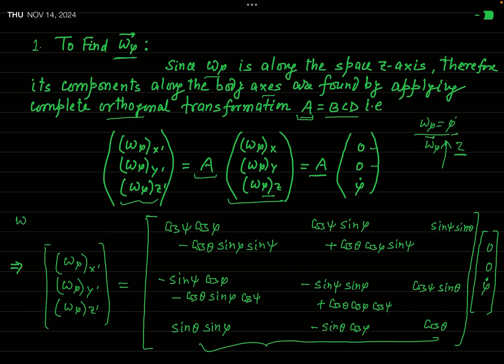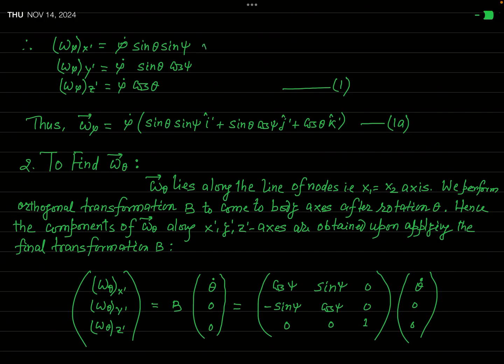When you try to find omega phi x dashed, how will you find it? We take the product of the first term with 0, that will be 0, so I will not write it. Then the product of the second term with this 0 will also be 0. And the product of sine psi times sine theta will be with phi dot, so that will be simply phi dot times sine psi times sine theta. So omega phi x dash is equal to this much. I have written it here.